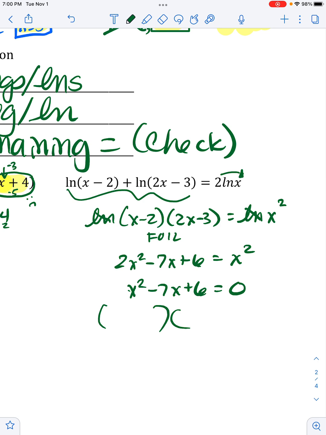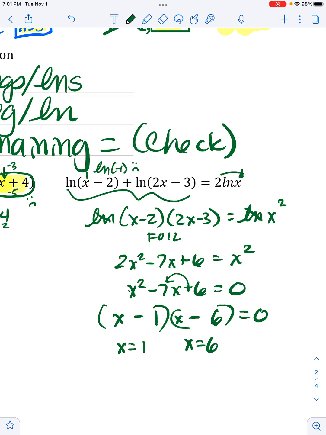And then I see if I can factor it. I need 6 in a way that adds up to 7. So I use 6 and 1. To make a negative 7, I'll use both negatives. To get it to equal 0, x would have a value of 1, or it could have a value of 6. But if you plug a 1 in here, 1 minus 2 would have you taking the natural log of a negative 1, which does not work.